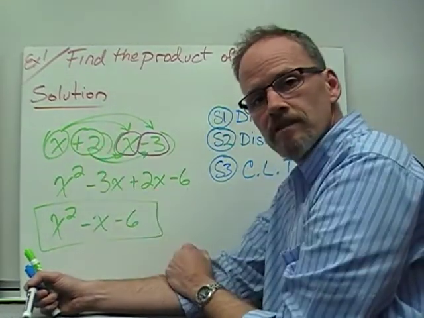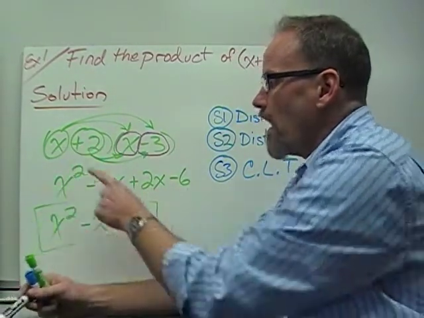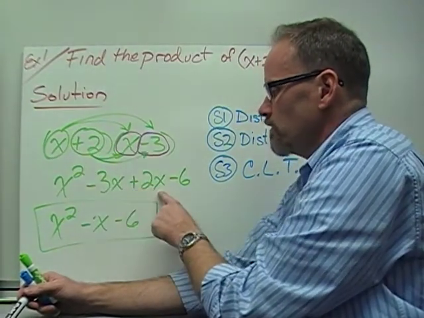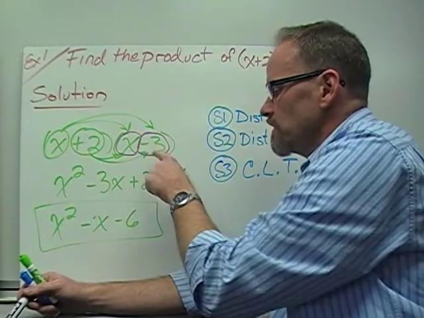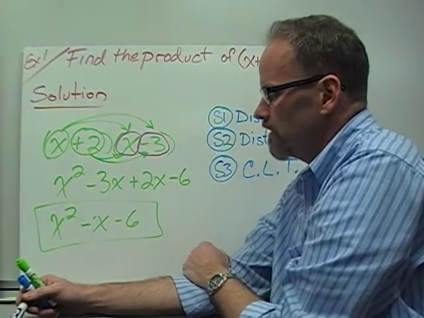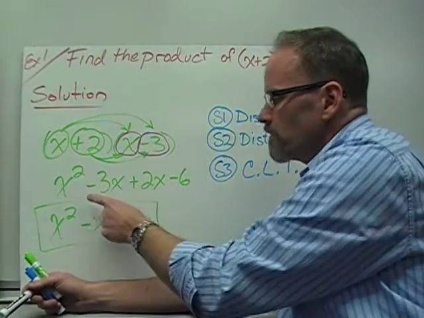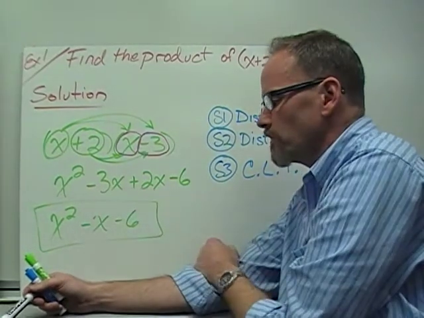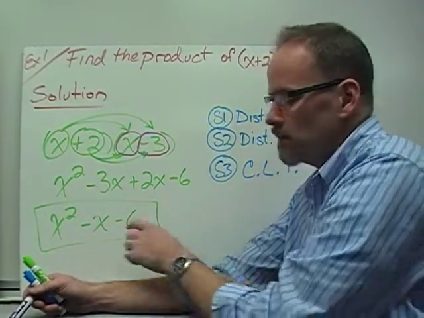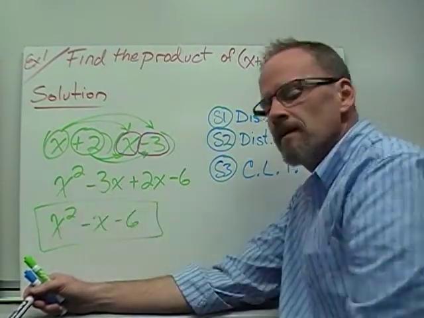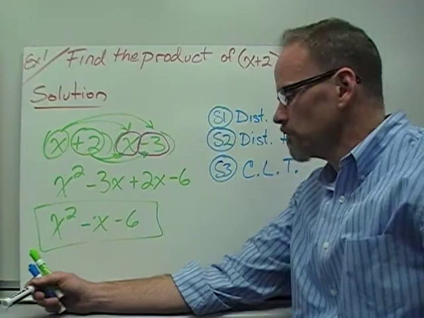Now we're going to go to the second term of the quantity, which is positive 2. Positive 2 times x is positive 2x. Positive 2 times negative 3 is negative 6. Combine like terms, last thing. I've got negative 3x and a positive 2x. That still leaves me with a negative single x. And my answer ends up being x squared minus x minus 6.